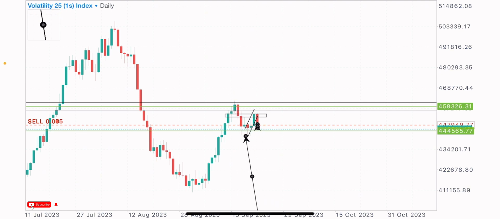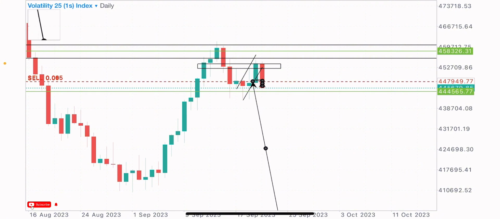We got the rejection, then we got this bullish retracement. We got this retracement at this point. This bullish candle formation. We got the retracement at this zone. So I was looking out for confirmations to short this index.